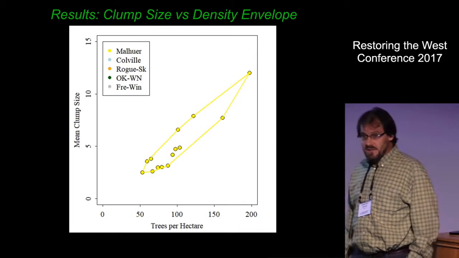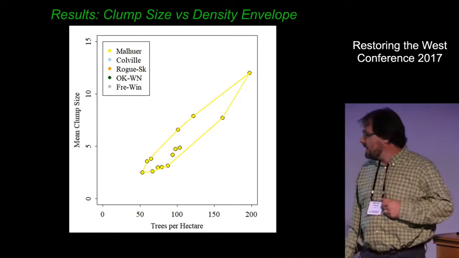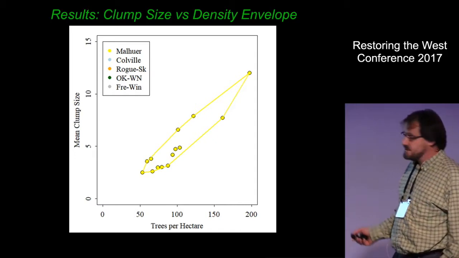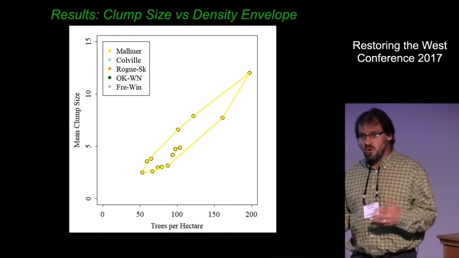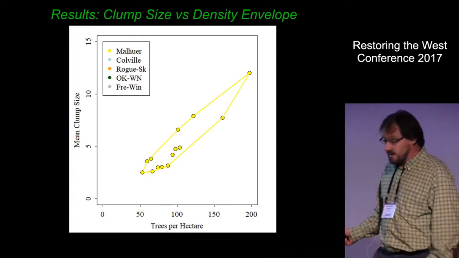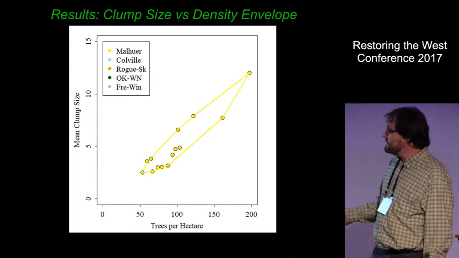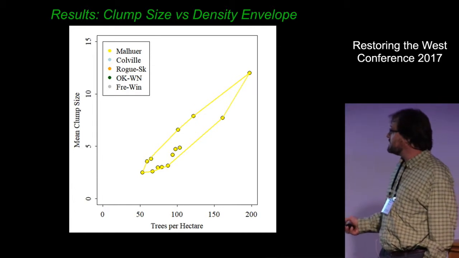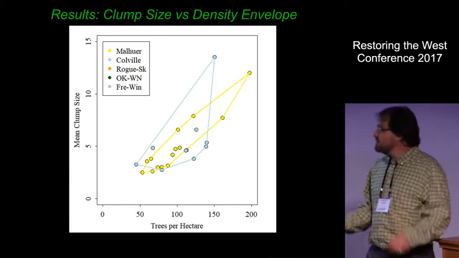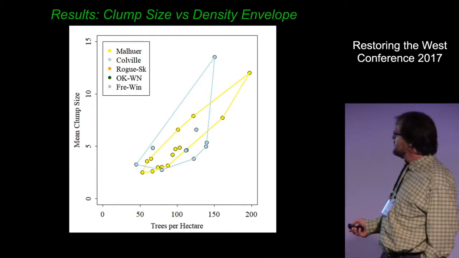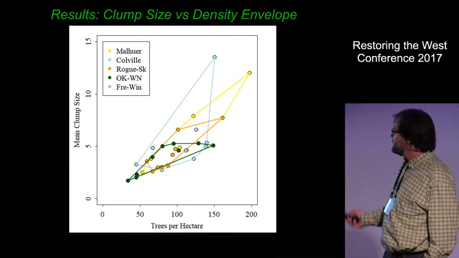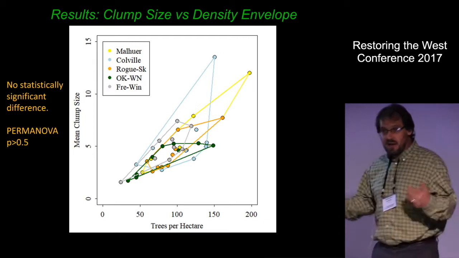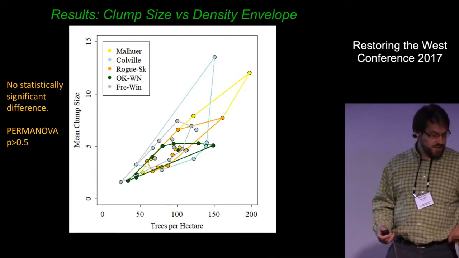And so this is what the pattern looks like with the density. Down here we have the density of the forest, trees per hectare, and up here we have this mean clump size, which is kind of the overall, how clumpy is it? This is really low, a more uniform pattern, lots of individual trees. Up here we have more trees in clumps. So this is from the Malheur National Forest. This is the idea of an envelope of pattern. This is from the Colville. This is from the Rogue-Siskiyou, the Okanogan-Wenatchee, and the last one from the Fremont-Winema. And so you see there's just a lot of overlap between these different sites.